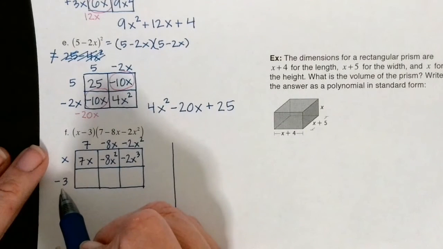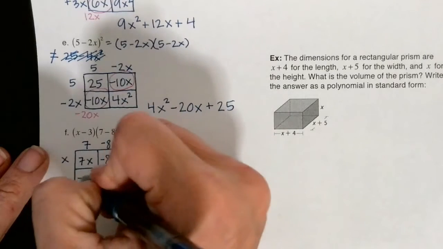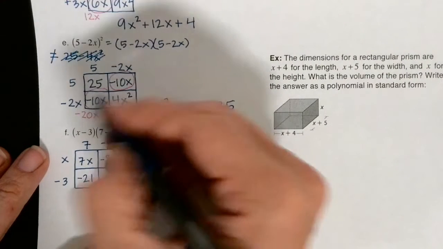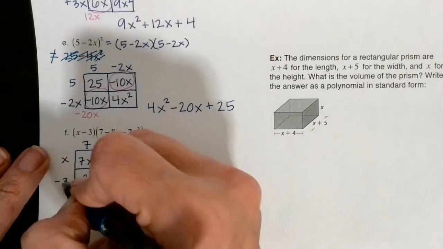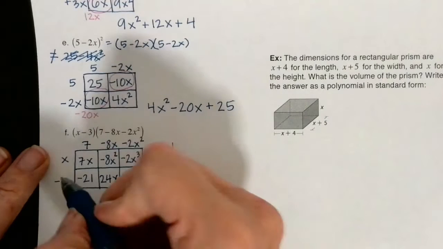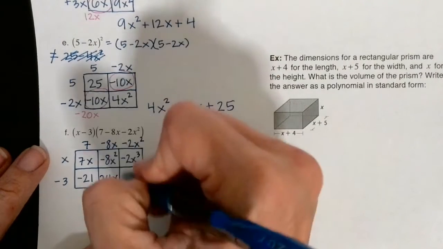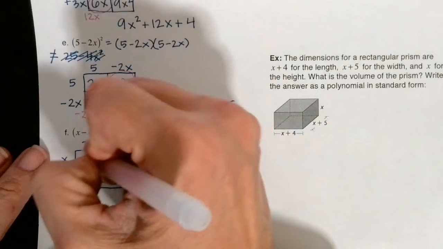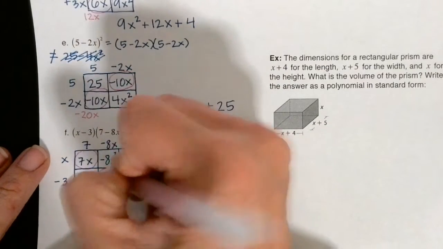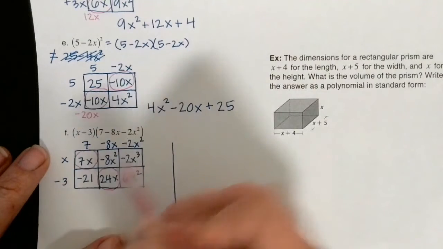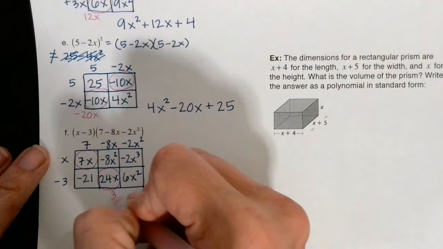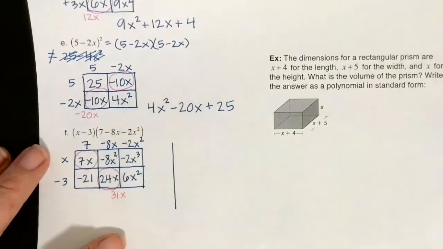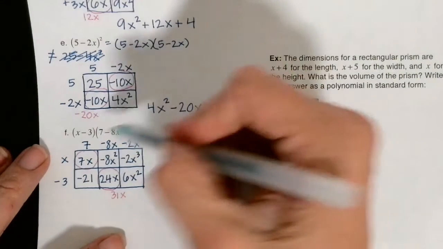Now I'm going down to the negative 3. Negative 3 times 7 is negative 21. Negative 3 times negative 8x is positive 24x, because a negative times a negative is a positive. And then negative 3 times negative 2x squared is positive 6x squared. So now, it's a little bit backwards, but these two terms are the same. So 7x plus 24x is 31x. And then we also have another set of like terms, and that's because we were multiplying more things.